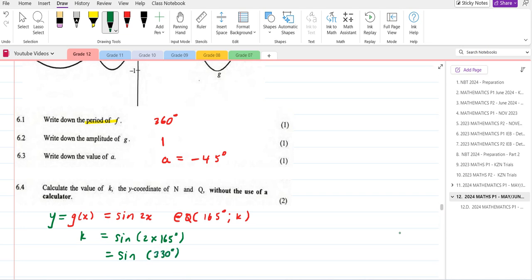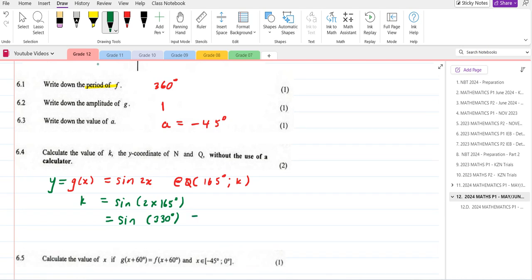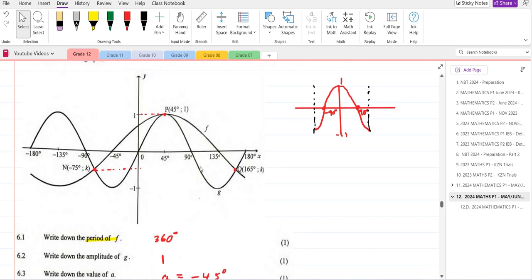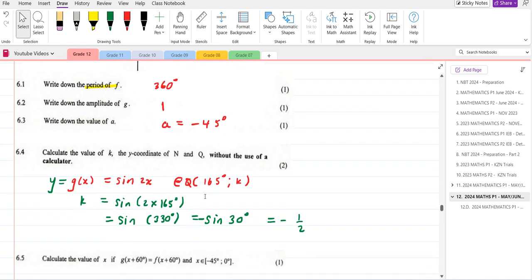But now 330 degrees is in the fourth quadrant, so we need to use a reduction for this. We can say this is negative sine 30, and sine of 30 is half, so negative half. I told you that value looks like it's half, but it's negative half because it's below the x-axis. So that's minus half. So we know the value of k, which is minus half. I hope you guys are understanding. Let's move on to the next problem.